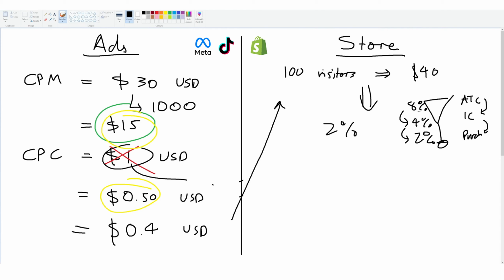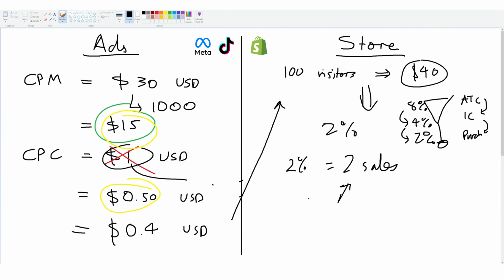Now for me, my add to cart rate is around 4%, and then checkout is around 3%, and then purchase is around 1 to 2%. Depending on the season, time of year, stuff like that. So let's just say you got a 2% conversion rate with a $40 cost per 100 visitors. That means you're going to get 2 sales. 2% equals 2 sales.